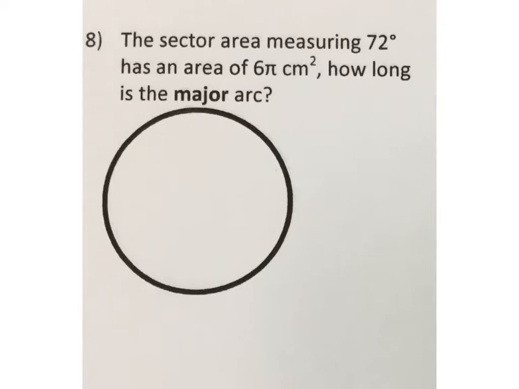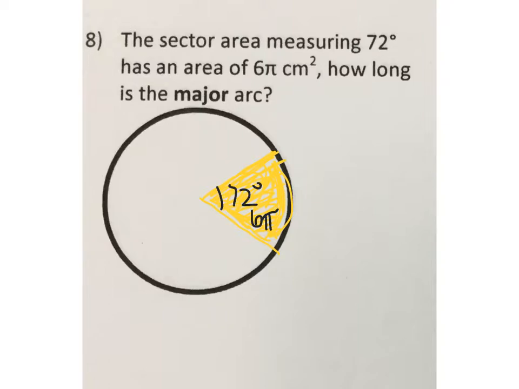In this one we have a sector area. We know the area of this sector if we have a 72-degree arc. So let's draw that in real quick. That looks like about 72. So this much out of that circle is 6 pi square centimeters. So this is 72 degrees, and it's 6 pi square centimeters.